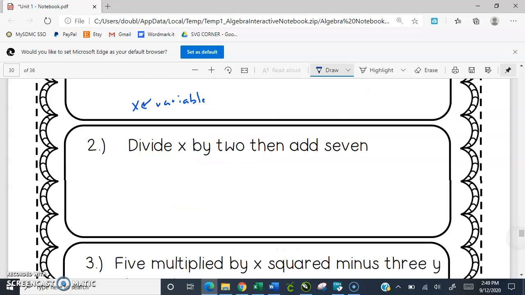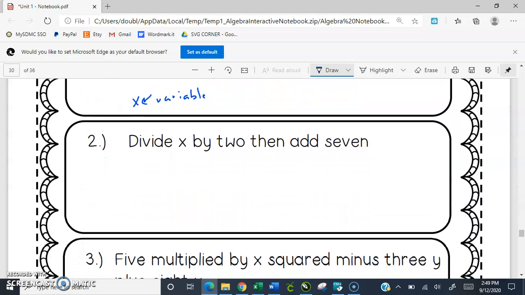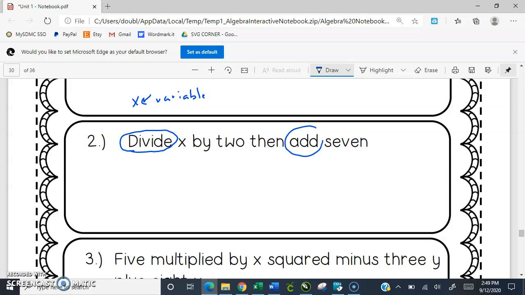Next, we have divide x by 2, then add 7. Okay, so let's circle all our words we need: divide and add. It says divide x by 2, then add 7. Again, it's not too hard. You just got to know the words that you're looking for.